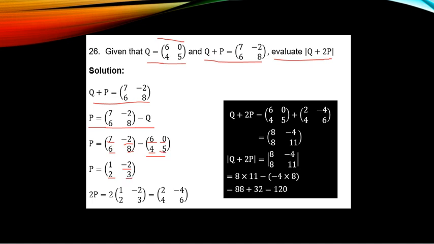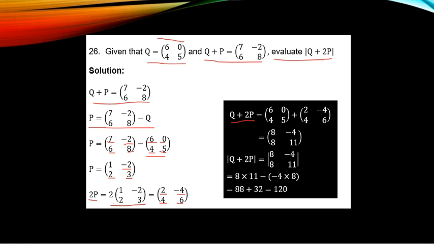Now that you know P, let's look for 2P. 2P is scalar multiplication, where 2 is used to multiply all the entries of matrix P. So 2 times 1, you have 2. 2 times minus 2, minus 4. 2 times 2, that is the second row now, you have 4. And 2 times 3 is 6. So we look for Q plus 2P. Are you seeing the progression there?